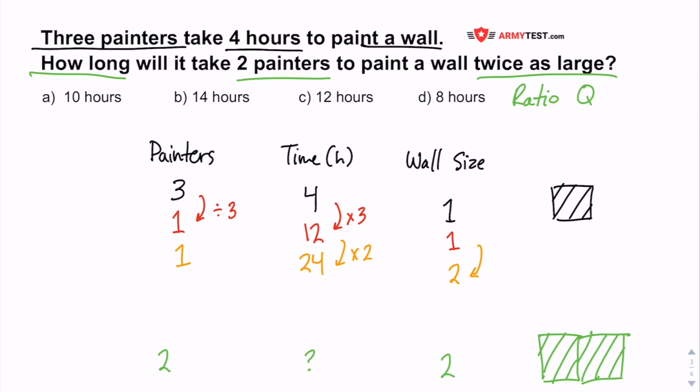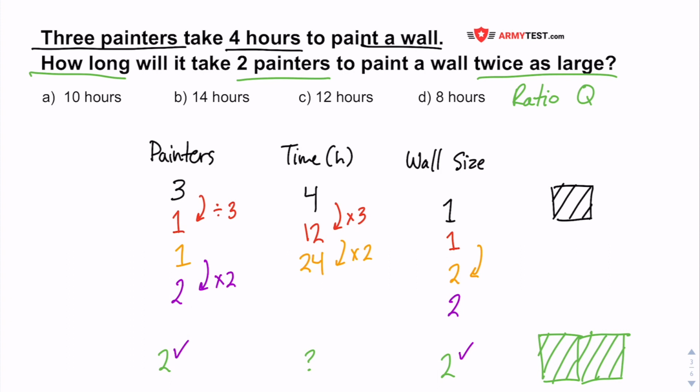We need to change the number of painters. And how do we get to 2? We multiply 1 by 2. If we multiply 1 by 2, we'll get 2, which is right. And the wall size will stay the same, because this is already right. So it's 2 and 2.